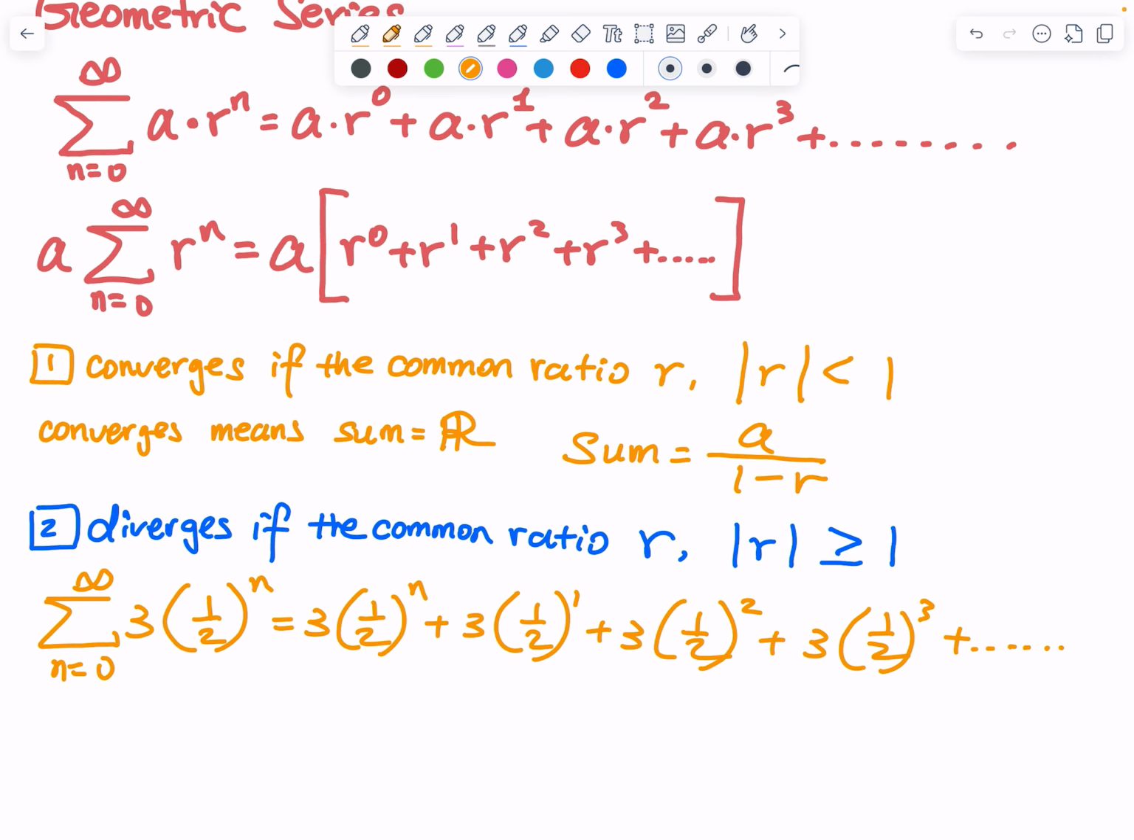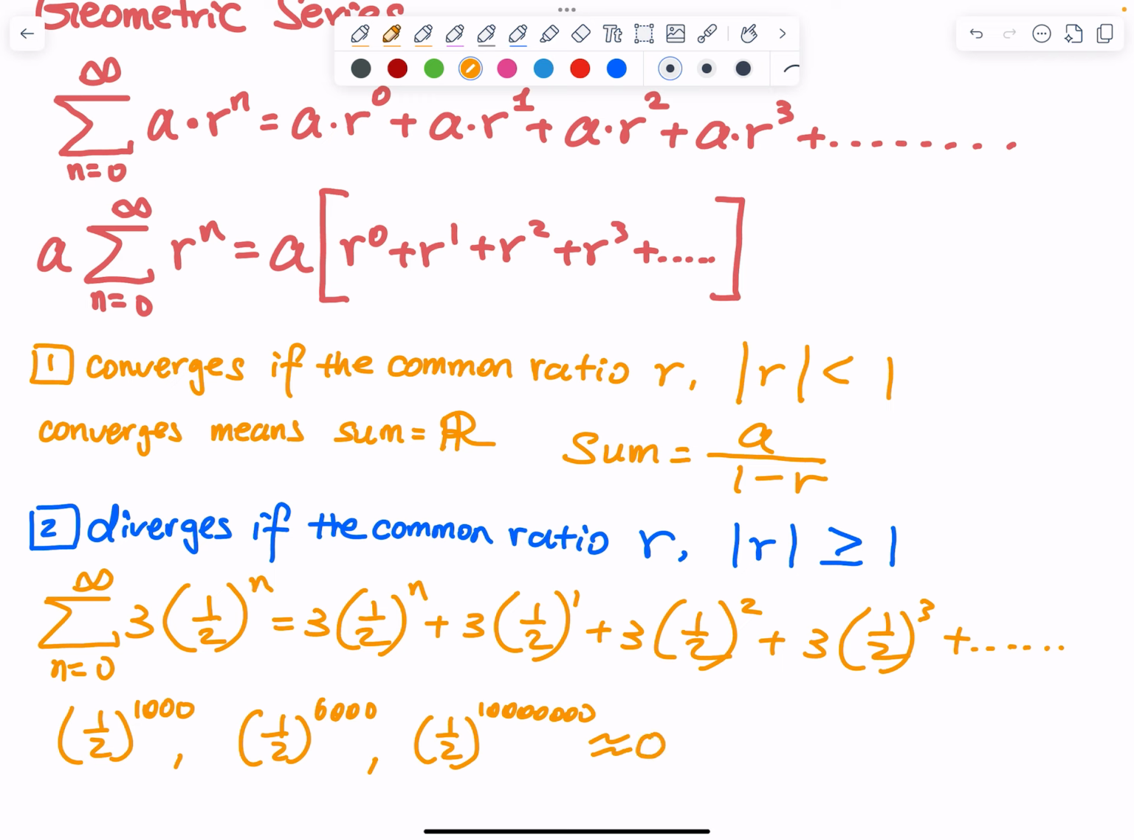What happens when n is very large? For example, I have 1/2 to the 1,000, and then I have 1/2 to the 6,000. What happens to this? I have 1/2 raised to a very large power. These are all approximately equal to 0, because 1 raised to any power is equal to 1, and 2 raised to a very large power gives you 1 over infinity. 1 divided by infinity is nearly 0.